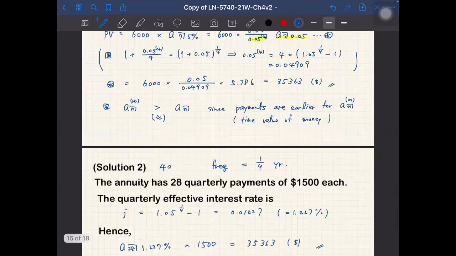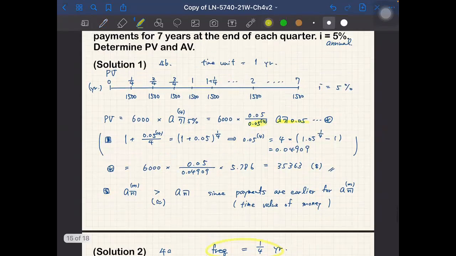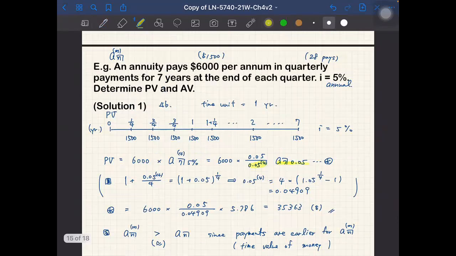So we use the payment frequency as the time unit. But if we know more formulas, sometimes we can use the time unit equal to the period for the interest bearing period.